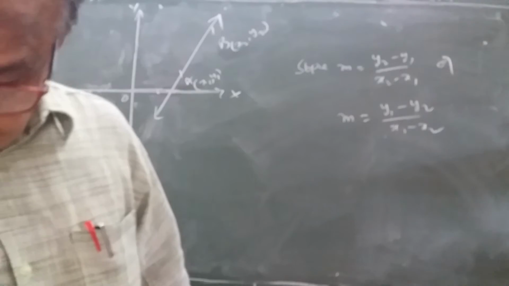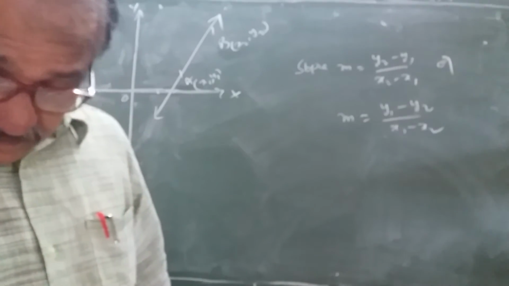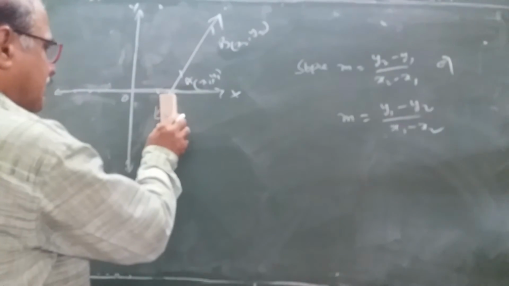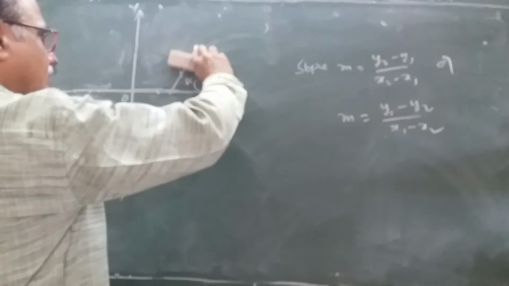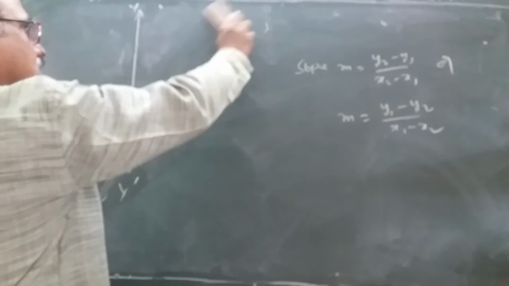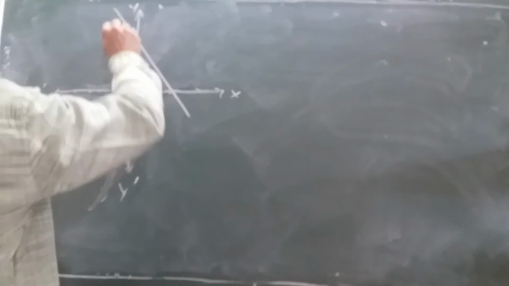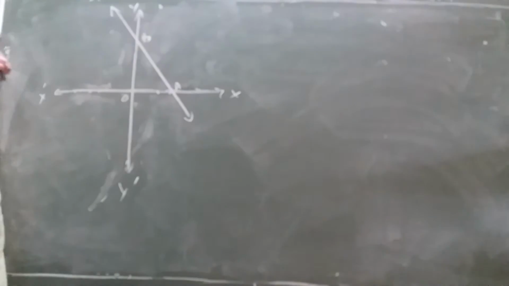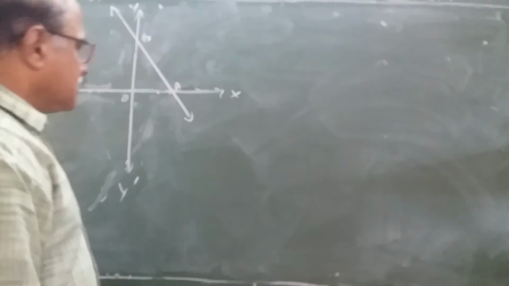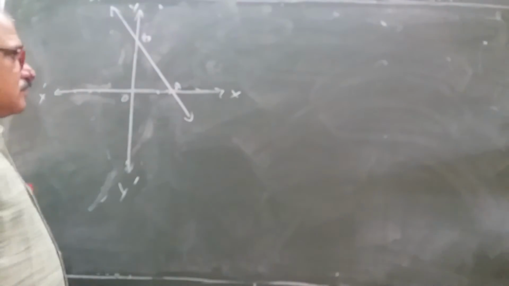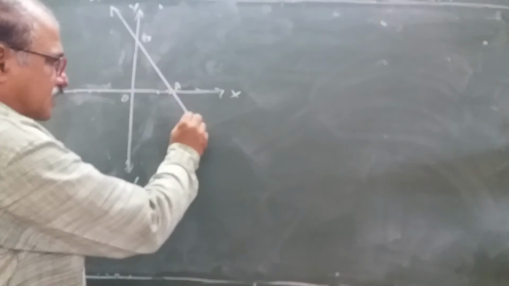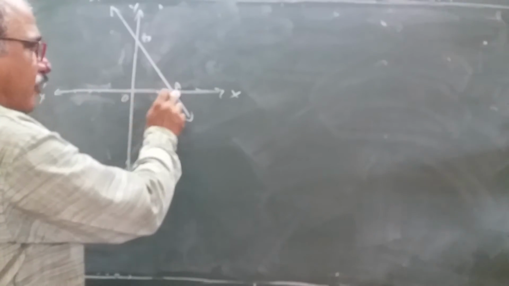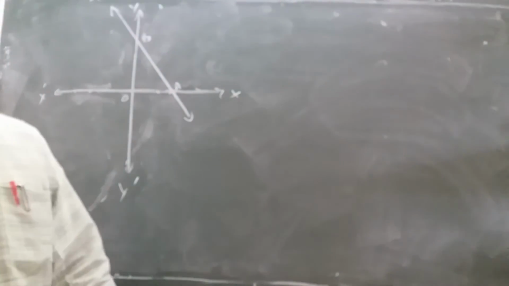The next one: if a straight line intersects at A and B, then this line AB intersects the x-axis at the point A and the y-axis at B.